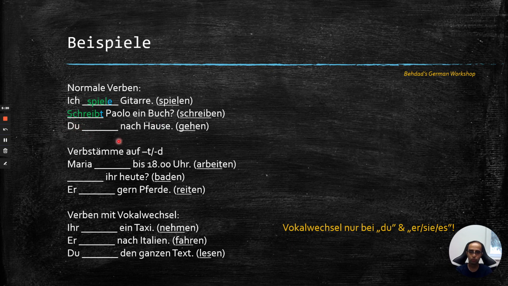The next one, du bla bla nach Hause. The verb is geh, and the pronoun is du. So what do we add at the end of our root? At the end of geh, st. That will be du gehst nach Hause.